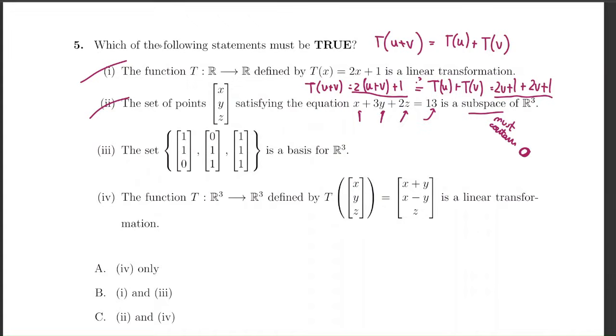3. The set (1, 1, 0), (0, 1, 1), (1, 1, 1) is a basis for R3. Basis means we need to test if this is a linearly independent set. First of all, we need to see that it has 3 vectors, because a basis is the least number of linearly independent vectors that can span R3. So first of all, there are 3 vectors. That's good. It could be a basis. Second test is to see if it's linearly independent.